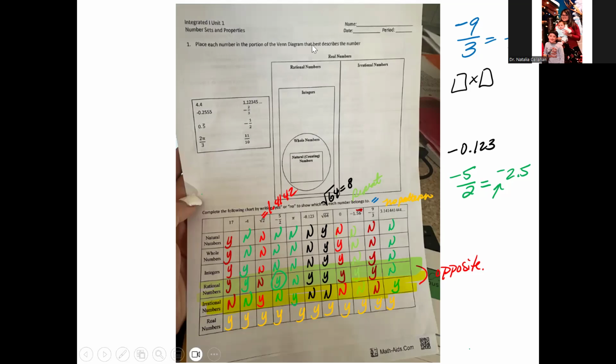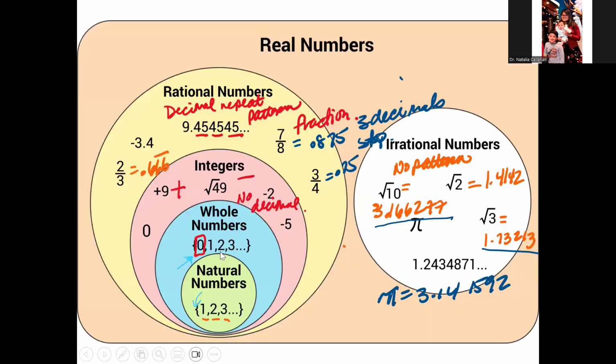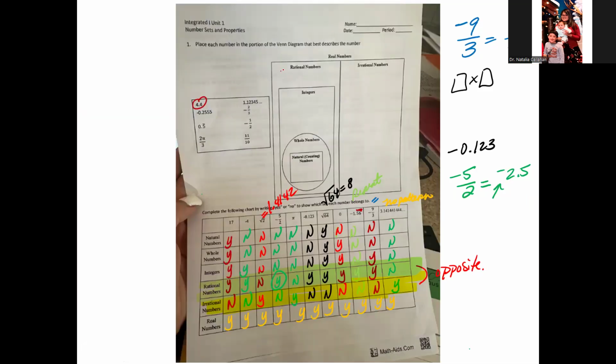Place each number in the portion of the Venn diagram. 4.4, where did you put that? Did you do that one yet? I put it in like whole number. It's not a whole number. 4.4 is a decimal. It cannot be a whole number. Do you see that? Where would it be? It would be under rational number. Next one.